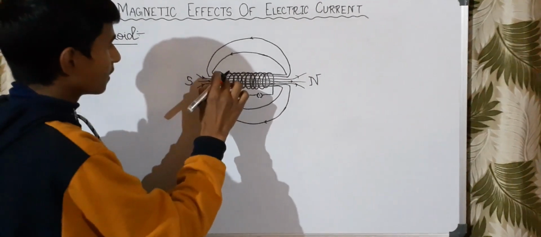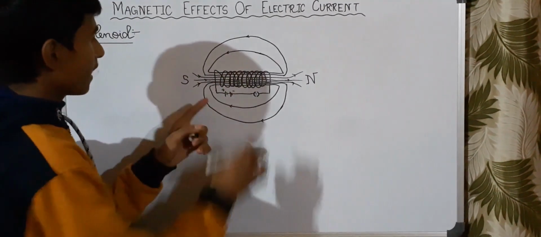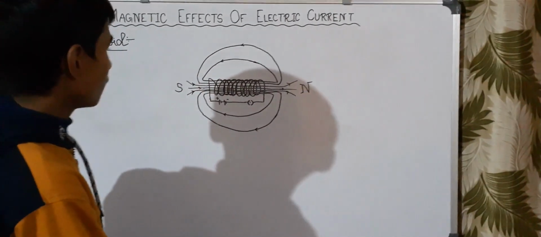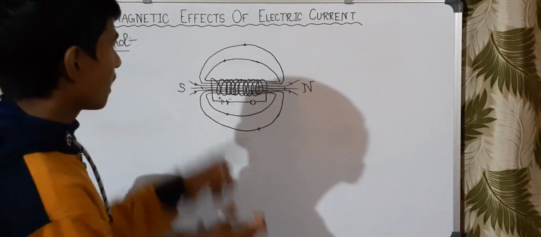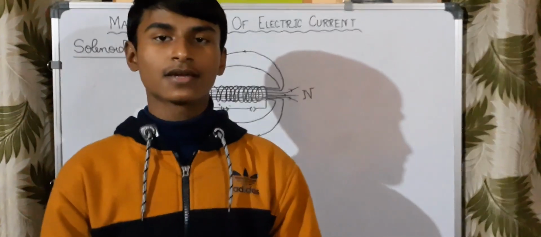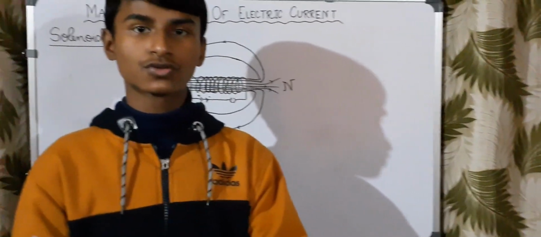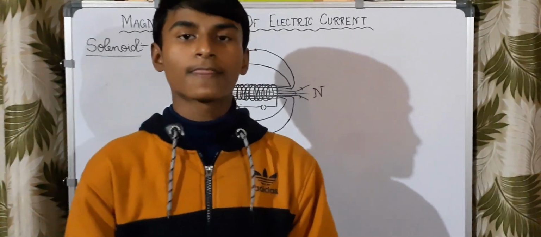That means they are parallel to each other, and here they never intersect each other, as we know. Now, the applications of solenoids are used in electromagnets. These magnets are made when electric current flows through a current carrying conductor.